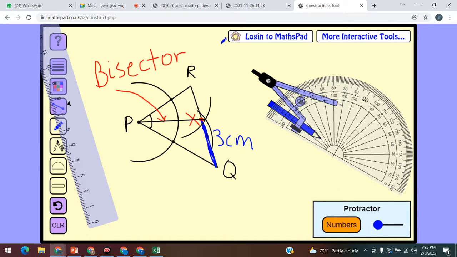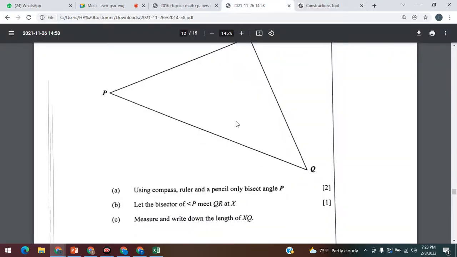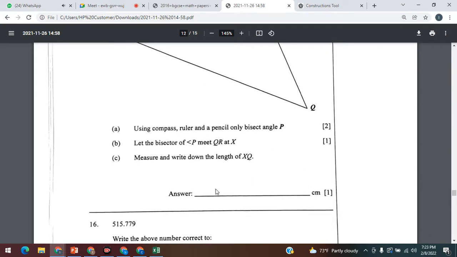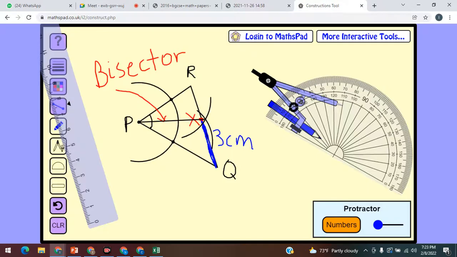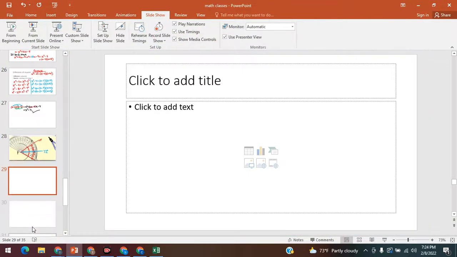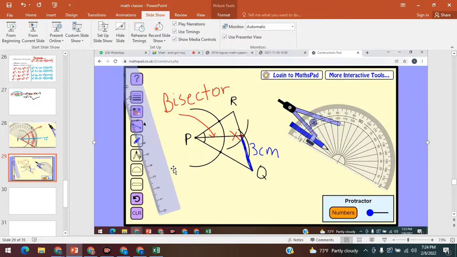Okay, so let's go back to the question. So the answer is 3 centimeters. Let me just take a picture of this and put it here for record keeping.